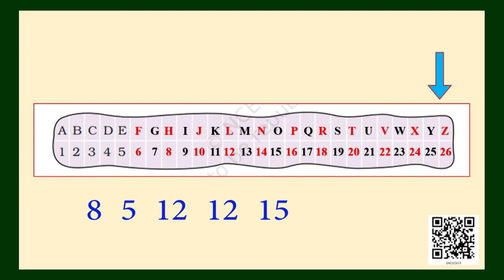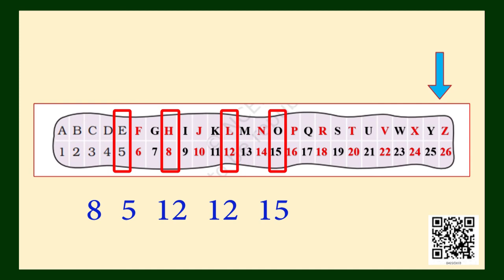Suppose I receive a message with numbers 8, 5, 12, 12, 15. Then can you help me to decode this message? Come, let us decode it. Yes, 8 is nothing but H. 5 is E, 12 L, one more 12 is there, right? So it will be L, and 15 O. So the message is H E L L O. Hello.